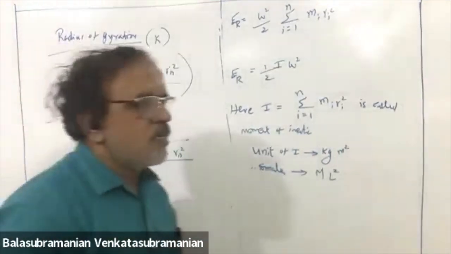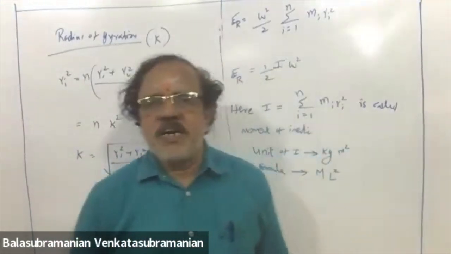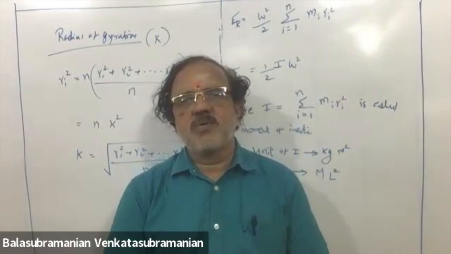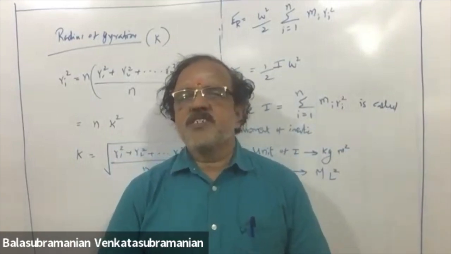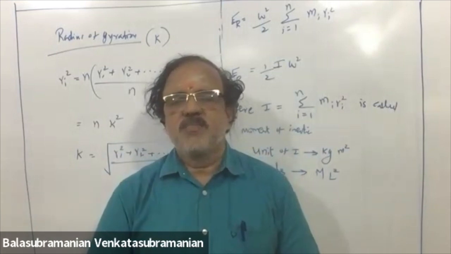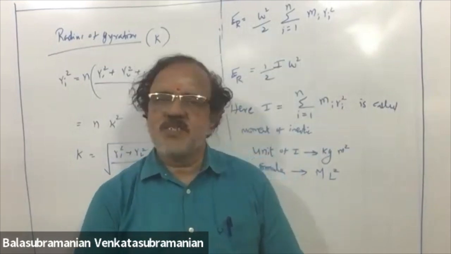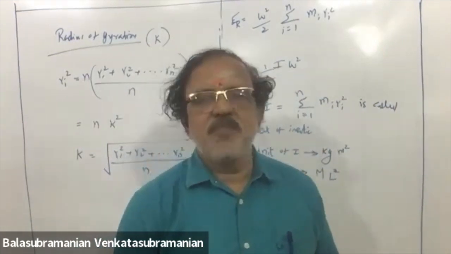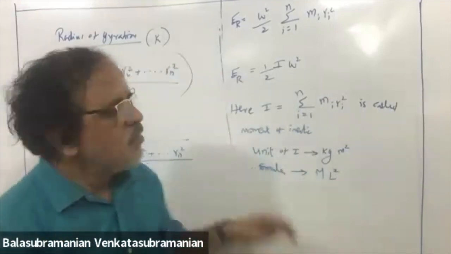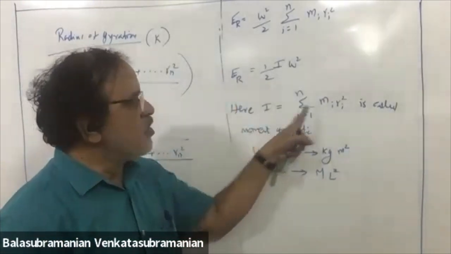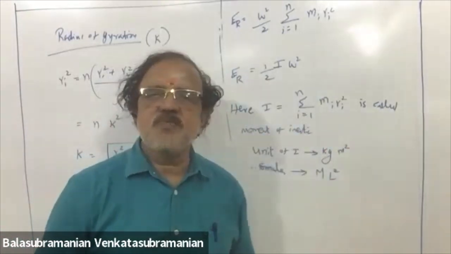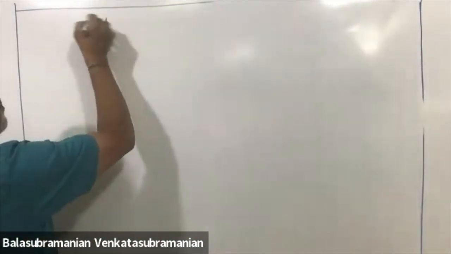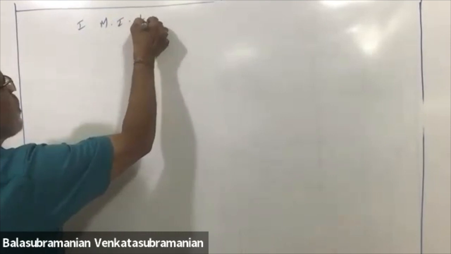Now we are going to calculate moment of inertia of different bodies. Moment of inertia of a uniform rod. Moment of inertia of a ring, uniform ring. Moment of inertia of a disc, circular disc. These three are the major. We will calculate the moment of inertia. Basic formula, moment of inertia I is equal to sigma mr square. This is the basic formula: mass into distance square. Moment of inertia of a rod.